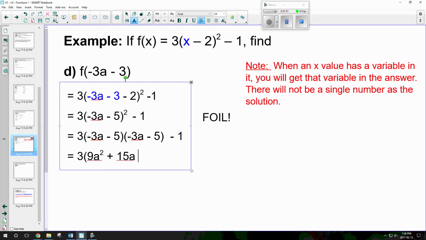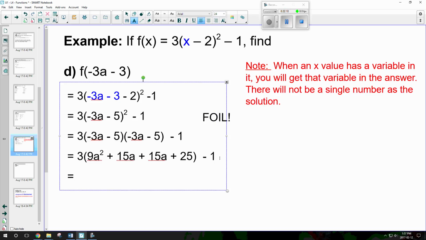And then we do our insides, negative 5 multiplied by negative 3a. That gives us another positive 15a. And then our lasts, so negative 5 multiplied by negative 5 gives us a positive 25. And then we still have that negative 1 outside those brackets to carry down. Then remember our next step in FOILing is always to collect our like terms, which are the 2 in the middle.